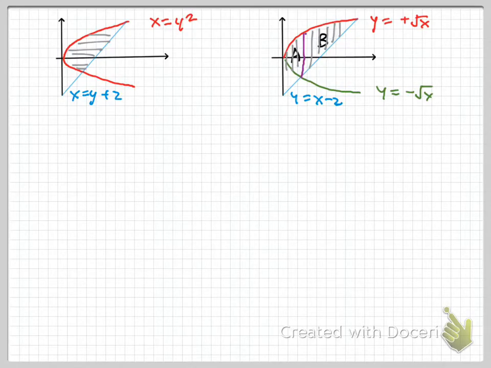Welcome back to the second part. I want to show you two more examples on how to do the definite integration to find the area with different horizontal, vertical slicing and different partitioning.